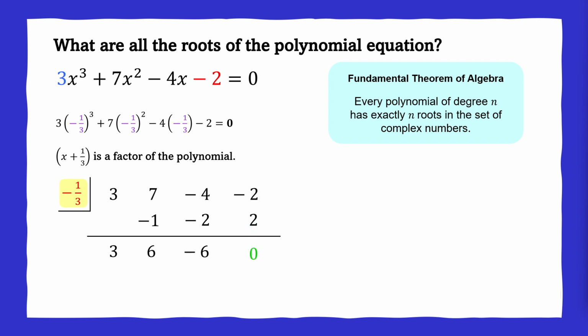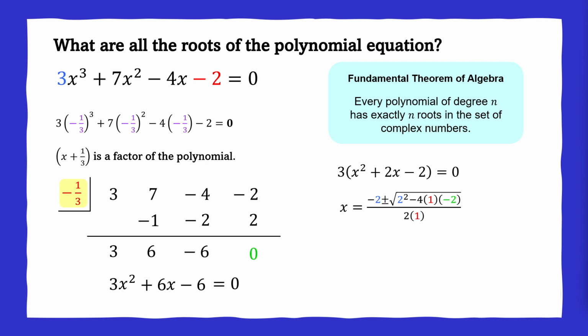Since we divided a cubic polynomial by a linear factor, it reduces the degree by 1, resulting in a quadratic polynomial. We get 3x squared plus 6x minus 6. Set it equal to 0, and since the quadratic equation has a common factor of 3, we factor it out, giving 3 times x squared plus 2x minus 2. To solve a quadratic equation, we use the quadratic formula.